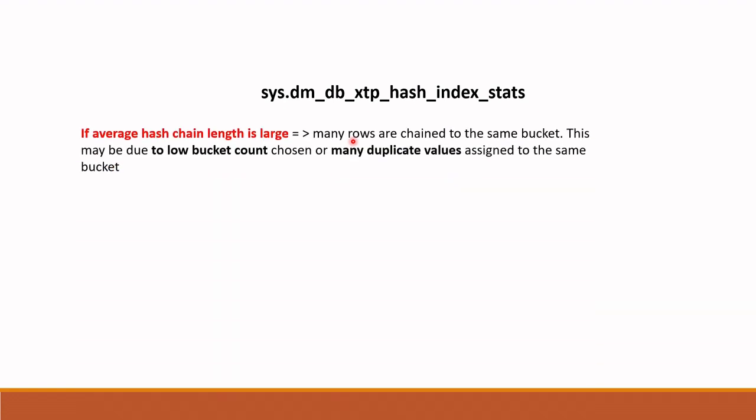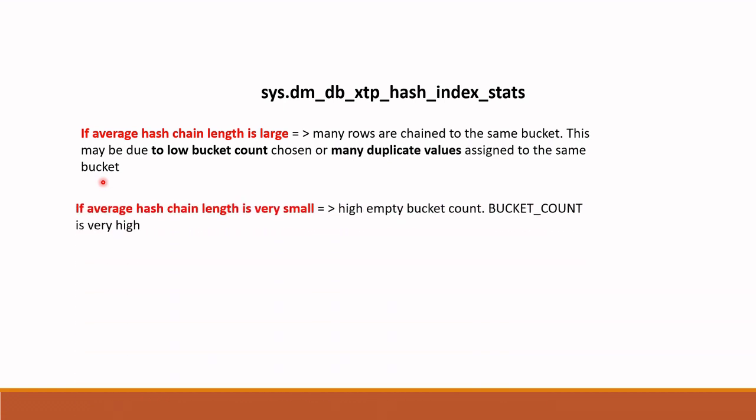If the average hash chain length in your output is large, it means that many rows are chained to the same bucket. This may be due to a low bucket count chosen or many duplicate values assigned to the same bucket. On the other hand, if the average hash chain length is very small, you can expect a high empty bucket count. It means you chose a very high bucket count while creating your table. Okay? So we learned about hash indexes today.